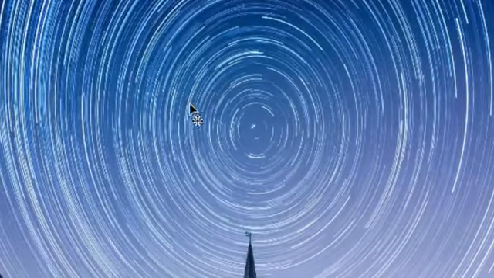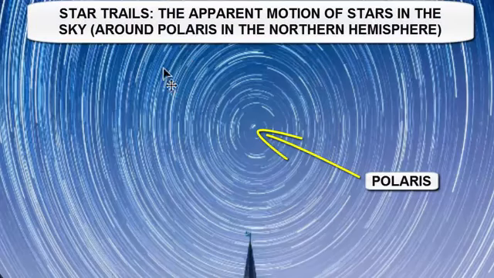leave these trails is because throughout the night, even though we can't see it, the stars actually appear to rotate in the sky above us. However, it's not the stars that are actually moving, it's actually the Earth that's moving underneath the sky. So as the Earth spins underneath the sky, these stars appear to spin in our sky.